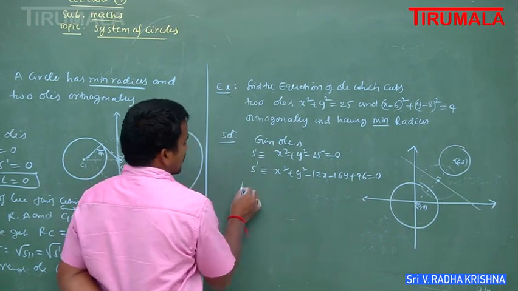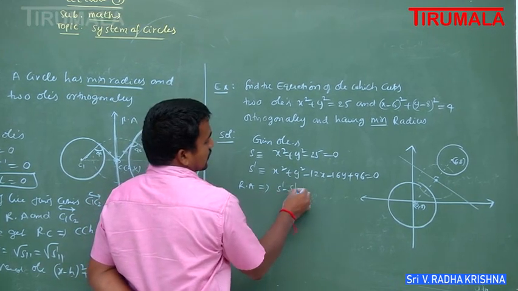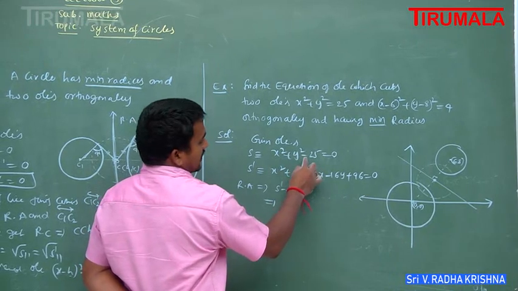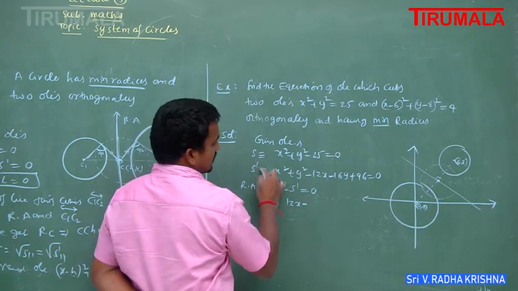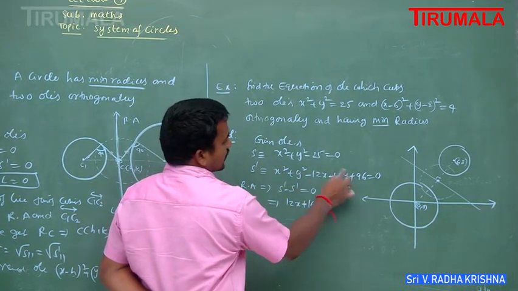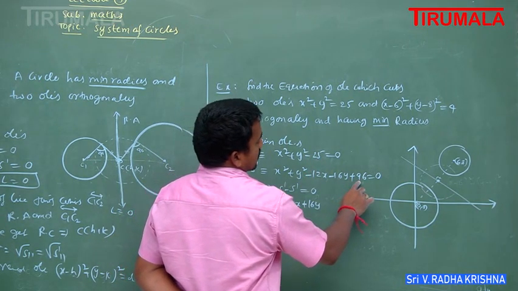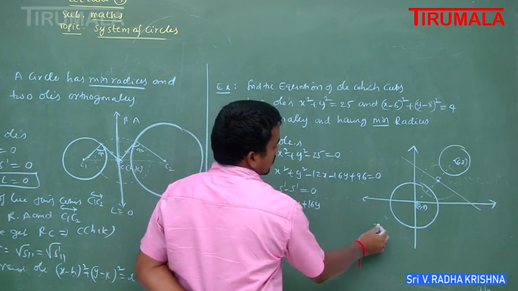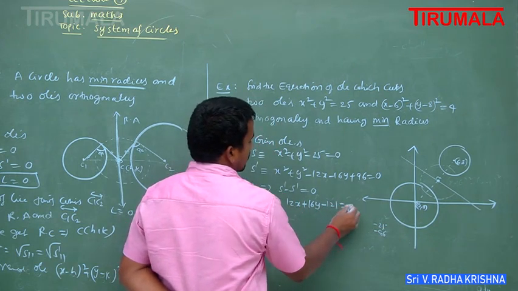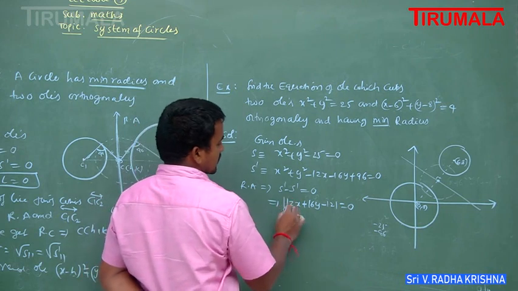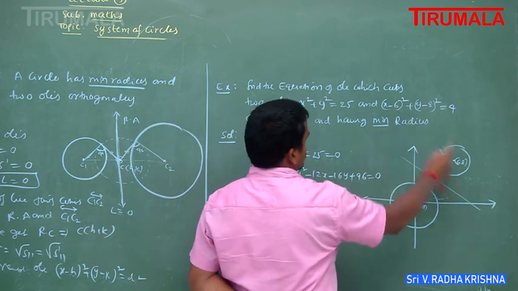So first, the radical axis is S minus S dash equal to 0. That means x square minus x square cancels, the x term is 12x, and minus of minus is 16y, and minus 25 minus 96, that is minus 121, equal to 0. So this is the equation of the radical axis: 12x plus 16y minus 121 equal to 0.